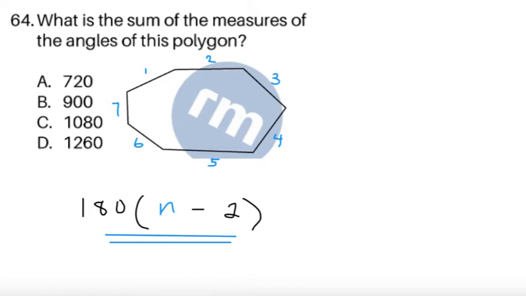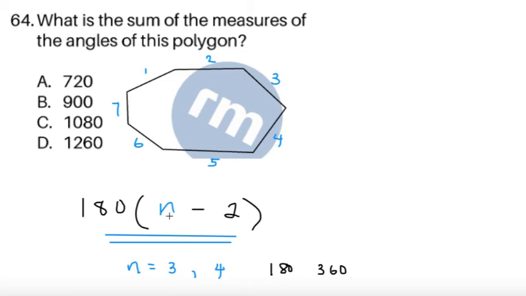For item 64, what is the sum of the measures of the angles of this polygon? There's a formula for that. If we have a polygon with n sides, the sum of the measures of the interior angles is 180 times n minus 2. You can try using n equals 3 for a triangle and n equals 4 for a square, and you'll get 180 and 360. So this is the shortcut for all polygons.